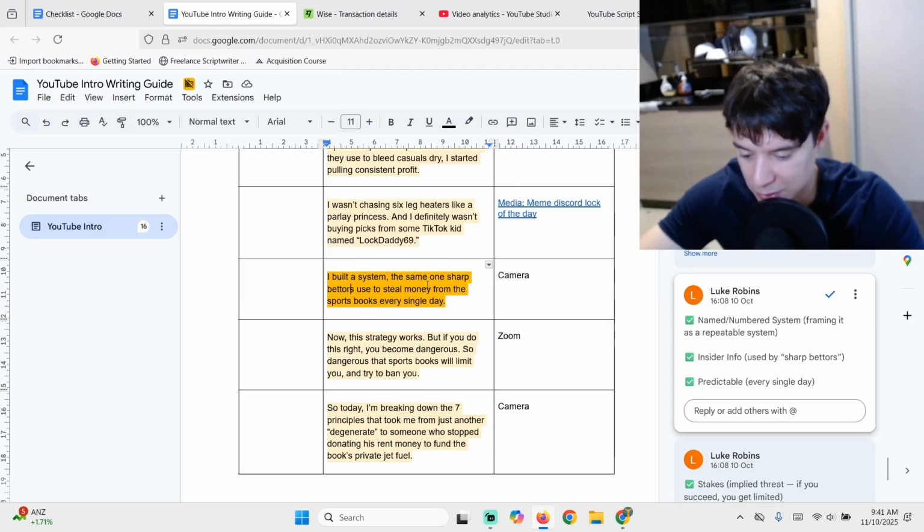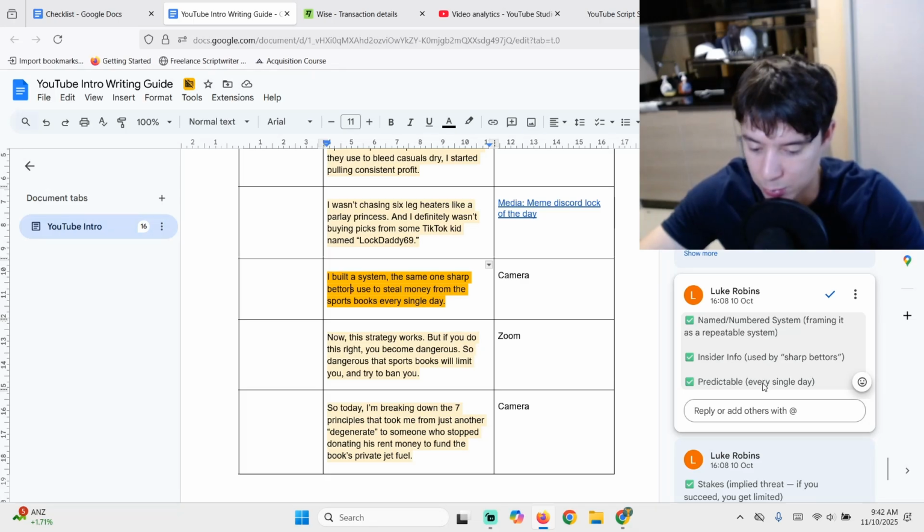Next line is, I built a system, the same one sharp bettors use to steal money from the sports books every single day. So by saying it's a system, it just shows that it's repeatable. Again, people love systems. I'd probably give it a number like 6-step system or 7-step system. I think that makes it even better. That's probably something I would change if I was rewriting this. It's the same one the sharp bettors use. Sharp bettors are basically just winning bettors or professional bettors. So it shows this insider info. And then predictable means you're stealing money from the sports books every single day, right? It happens all the time.